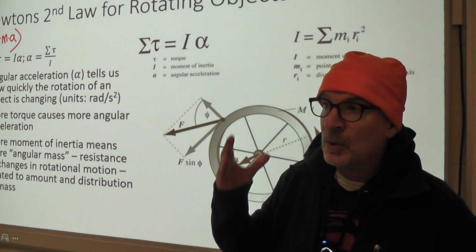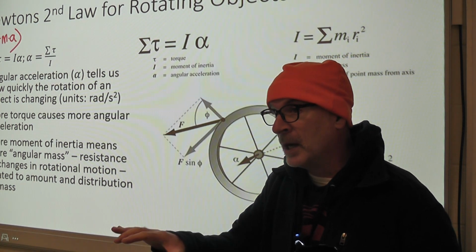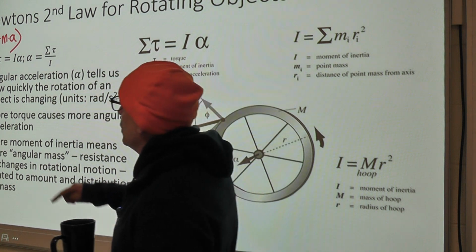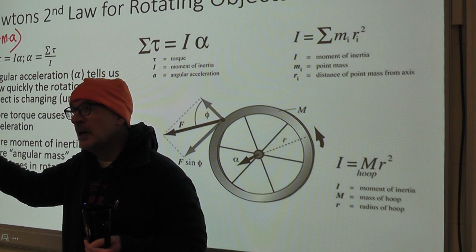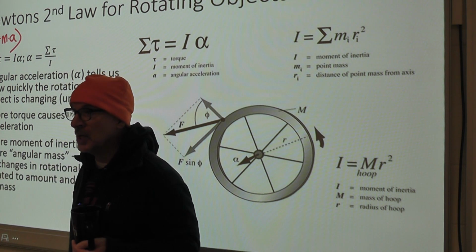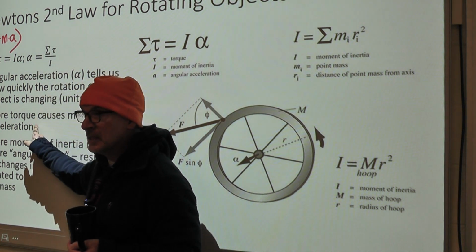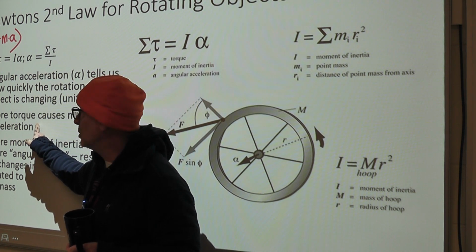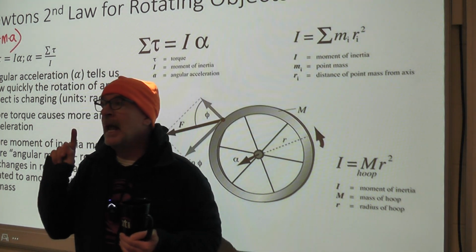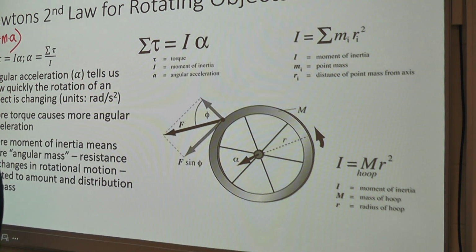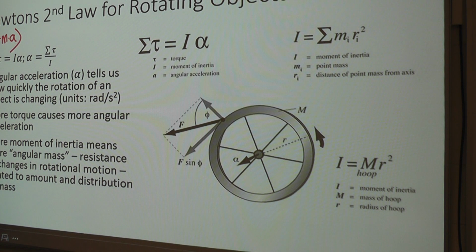For both of these quantities, we have two things to consider. For torque, we need to know how much force is being applied and how far that force is from the center of rotation, because an increase in either of those will result in an increase in torque. For moment of inertia, we need to know how much mass there is and how far away that mass is from the center of rotation. Increasing either of those will increase the resistance to changes in rotational motion.